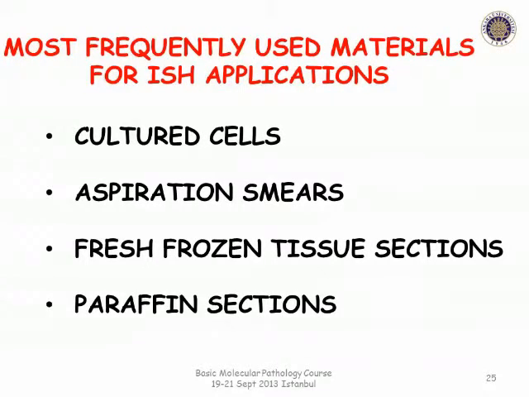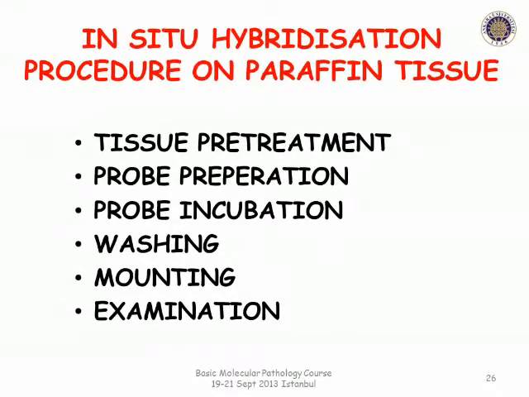It can decay easily, so you have to be very patient. For what we use for in situ hybridization, culture cells can be used, aspiration smears can be used, fresh frozen sections can be used, and paraffin sections can also be used. I will try to focus on paraffin tissues, because we usually use paraffin tissues, and this is much more tricky than the other tissues.